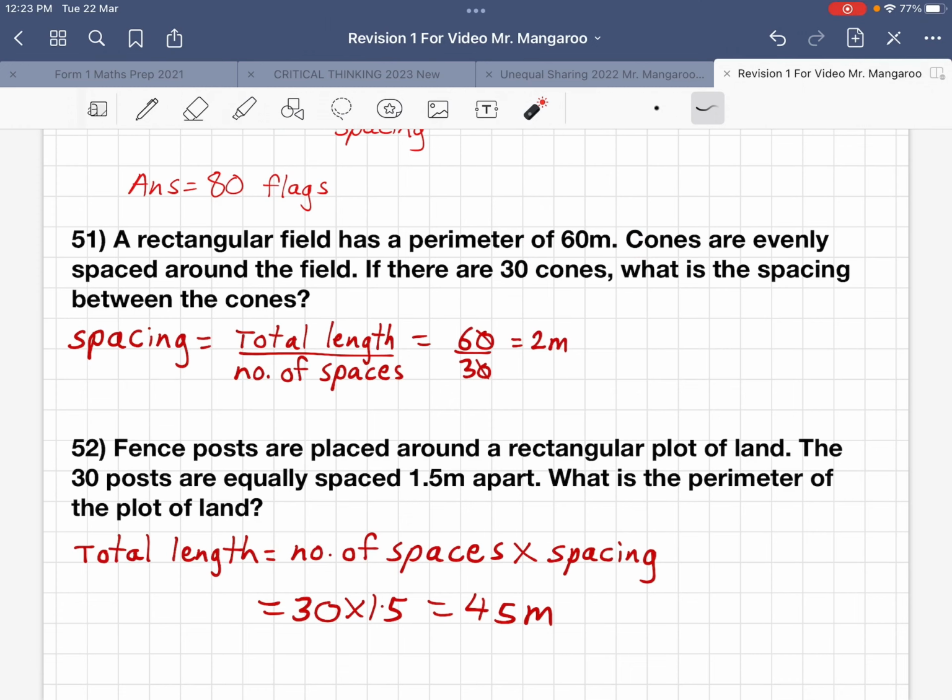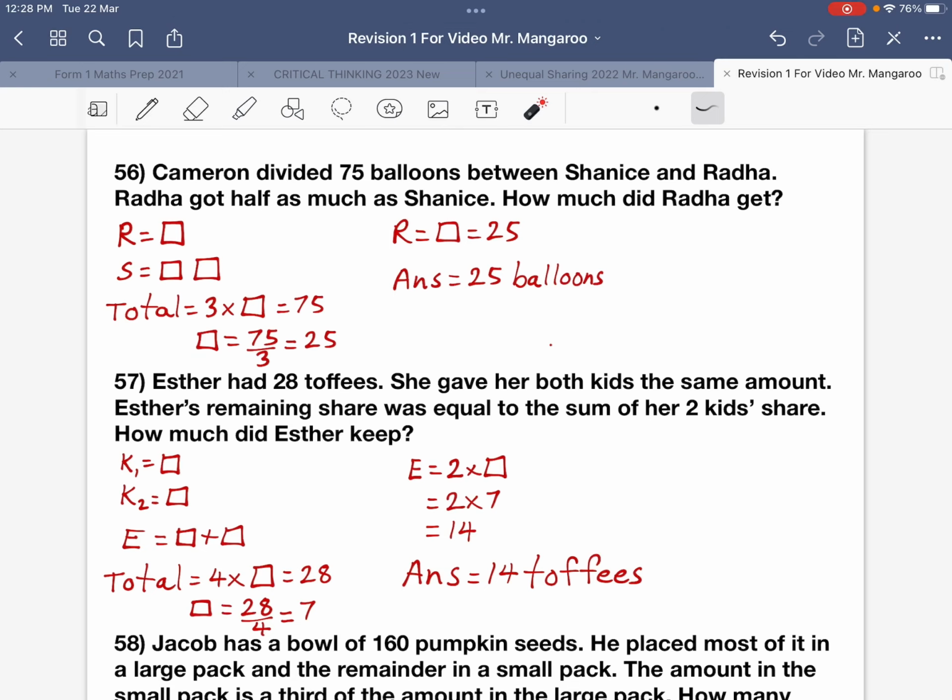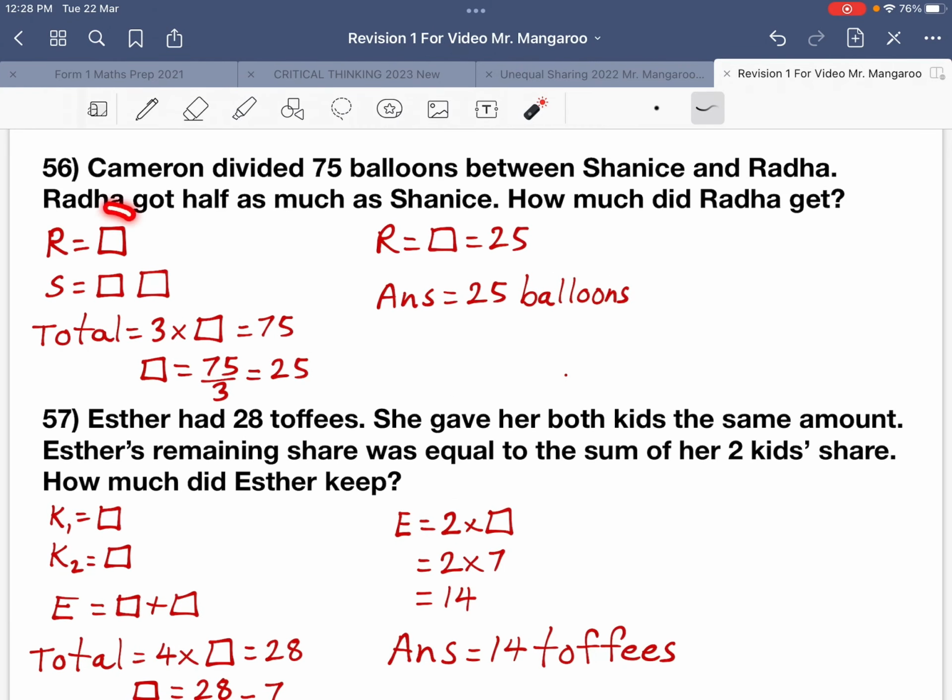Radha got half as much as Shanice. So instead of working with fractions, we're going to solve this like a type 2 unequal sharing. So Radha got less, so Radha is box. Shanice is twice as much, which is 2 boxes. So notice how we flip this around. Instead of putting Radha as half of a box, we just put Shanice as 2 times as much. And look, we still get back Radha being half as much as Shanice.